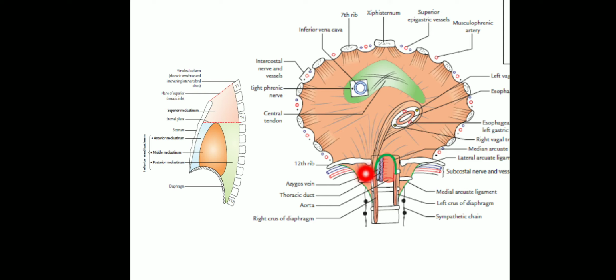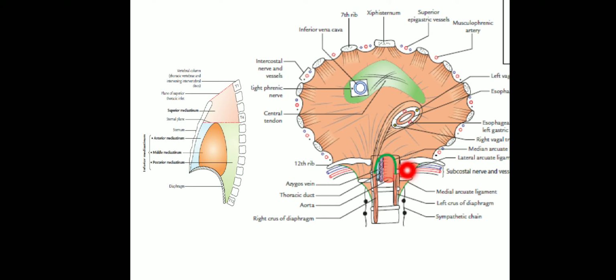So here, this one is the aortic opening, in front of the T12 vertebra. Anteriorly there is the median arcuate ligament, and on the right side of the thoracic duct there is the azygos vein. On the left side there is the aorta, and behind, the T12 vertebra.